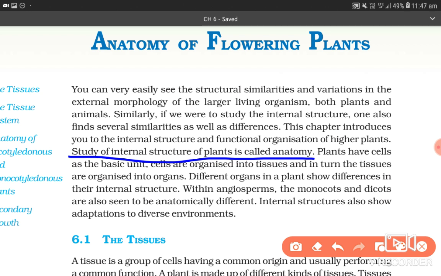Within angiosperms, the monocots and dicots are also seen to be anatomically different. I repeat, within angiosperms, the monocots and dicots are also seen to be anatomically different. Internal structures also show adaptations to diverse environments.